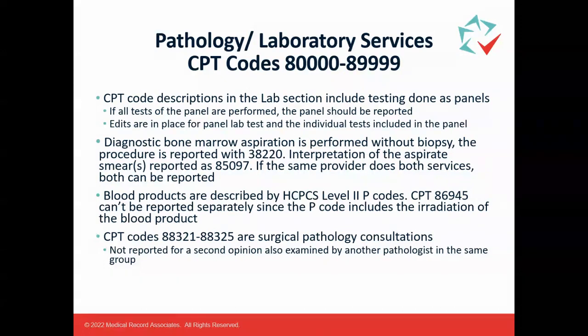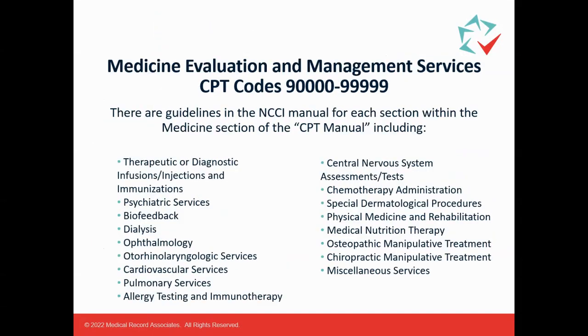Blood products are described by HCPCS Level 2 P codes. CPT code 86945 can't be reported separately, since the P code includes the irradiation of the blood product. Surgical pathology consultants, CPT 88321 through 88325, are not reported for a second opinion. They're also not reported when examined by another pathologist in the same group, so keep that in mind.